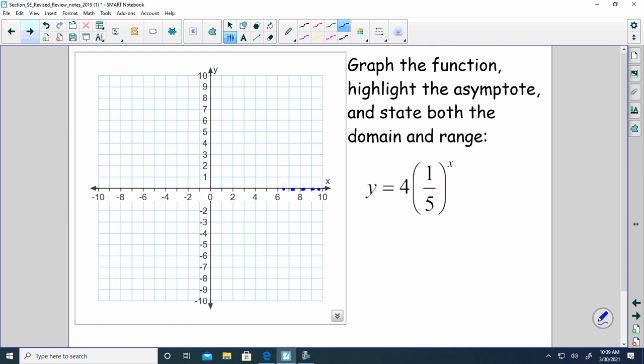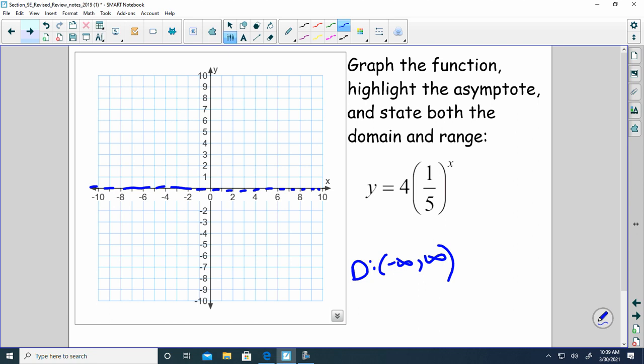Asymptote, 0. Right? Because it's not added or subtracted anything. Graph the function, highlight the asymptote. We have the asymptote. State both the domain and range. Well, the domain of these will be negative to positive infinity. I'm fine with that. Do we think it's growth or decay, and why? What is my base? 1/5. Is 1/5 between 0 and 1? It is, so it's got to be decay.